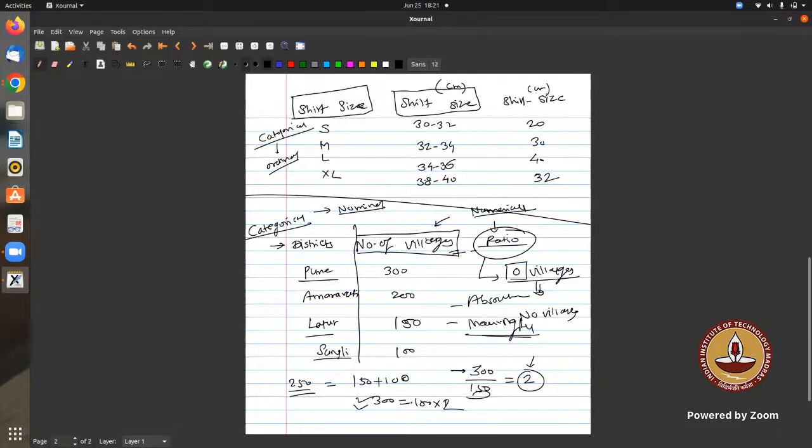What about the second? Numerical and interval. And what about this one? Numerical and ratio. Understand? So now you can see that depending on how I record the variable, the scale of measurement and type of variable also change.